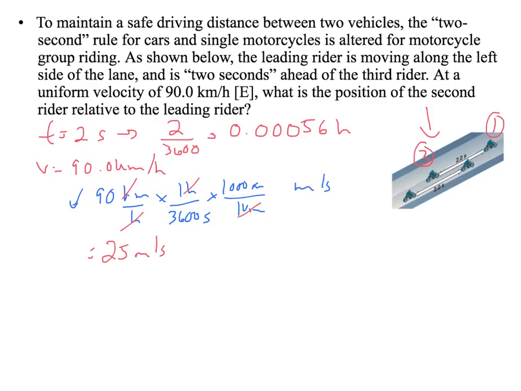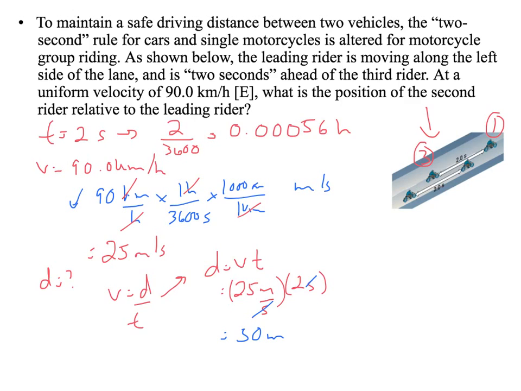Okay, so now the question is asking for what is the position? So really the question is saying what is D? How far is the third rider from the first rider? So we know our equation, hopefully by now. V equals D over T. Rearrange D equals V times T. V is 25 meters per second. Time is 2 seconds. Seconds cross off, and we are left with 50 meters.